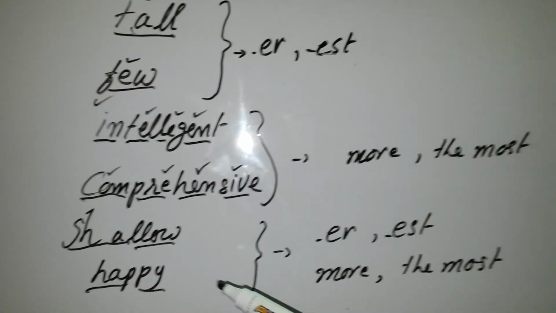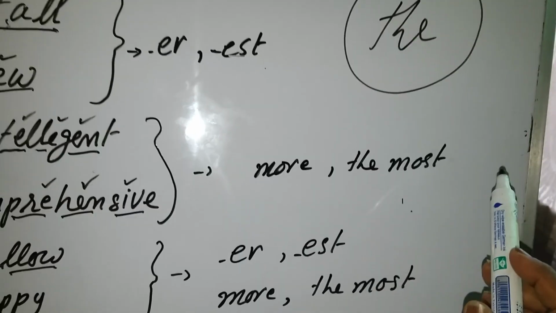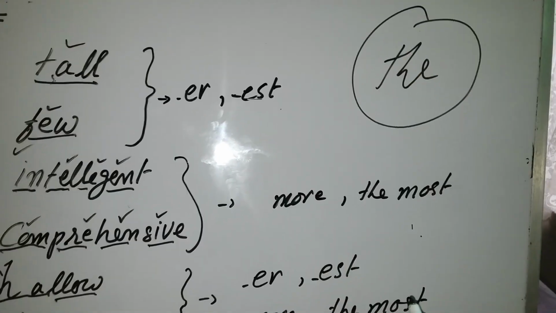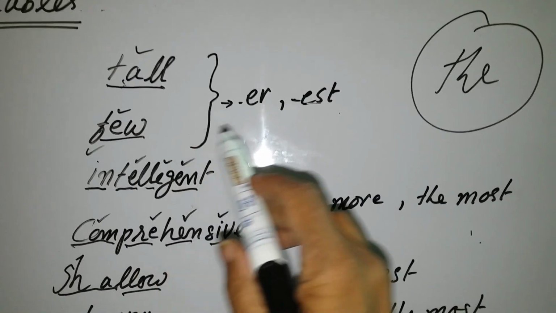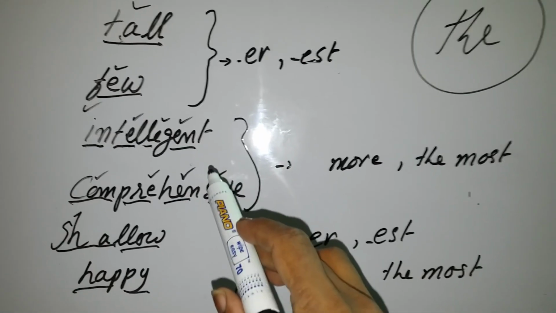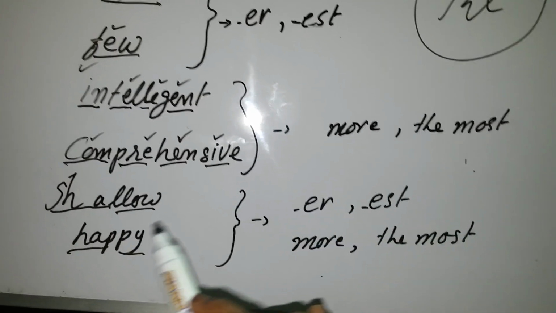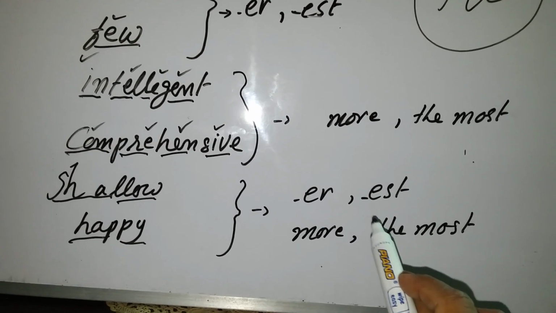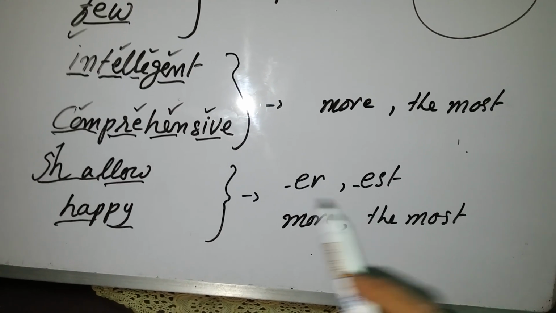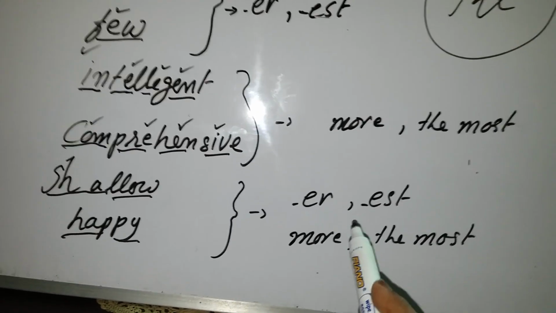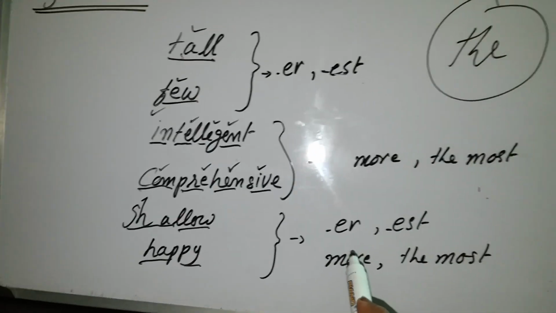And always remember that you will use the before superlative degree. Always use the before superlative degree. How? Tall, taller, the tallest. Few, fewer, the fewest. Intelligent, more intelligent, the most intelligent. Comprehensive, more comprehensive, the most comprehensive. Shallow, shallower, the shallowest. Happy, happier, the happiest. Happy, more happy, the most happy. Shallow, more shallow, the most shallow. So in this way you can convert simple adjective into second and third degree.